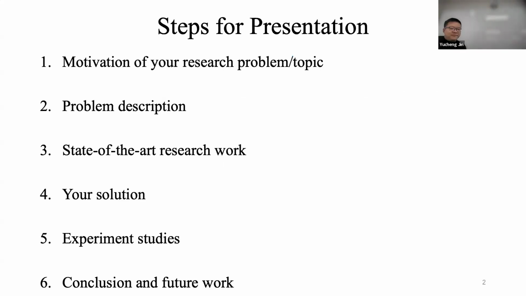What are the steps for presenting a paper? First, you need the motivations of your research topic. Also you need a problem description, and a state-of-the-art section, where you summarize some existing research work. Then you need to propose your solution. Later, you need to verify your solutions, that's when you need experimental studies. Lastly, you need a conclusion and future work. I think all papers need to follow these 6 steps to be accepted.